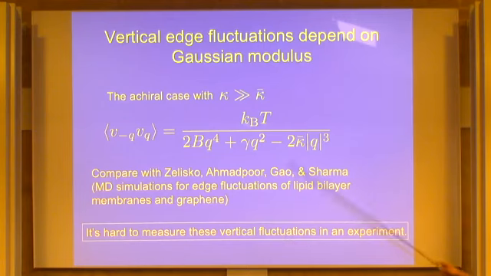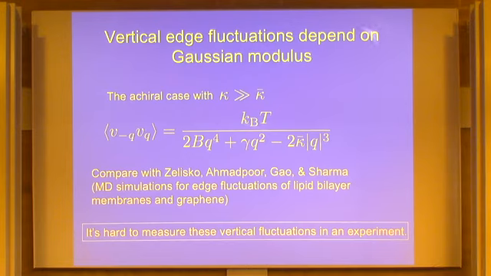But the point is that for us, and for an experiment, it's very difficult right now to measure these vertical fluctuations in an experiment. It's just a challenge which I hope will soon be resolved. But you can see here that, as I mentioned, at some point the fluctuations are going to diverge. What does that mean?